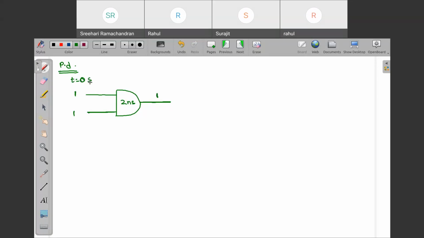That means before 0 second, that is at t equal to 0 minus, what was my input? My input was not applied, as this is binary, so you can assume it to be 0. Because I told you inputs have been applied at 0 microsecond. So at 0 minus, this was 0 0 and output was 0. Now look very carefully at t equal to 0. For this particular case, I am applying input 1 1 to this AND gate.